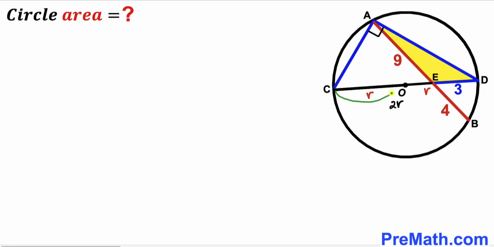Now let's make another observation. We know that this whole diameter CD is 2 times r, and this segment ED is 3 units. Therefore this remaining segment CE is going to be 2r minus 3. So I can write 2r minus 3. Now our task is to find the value of radius r.